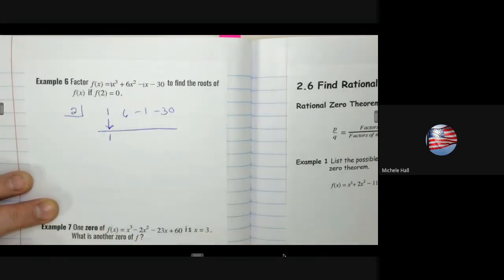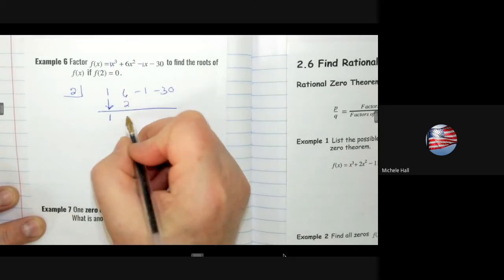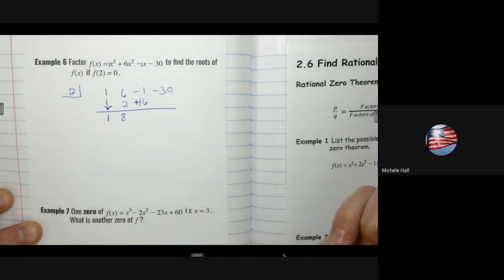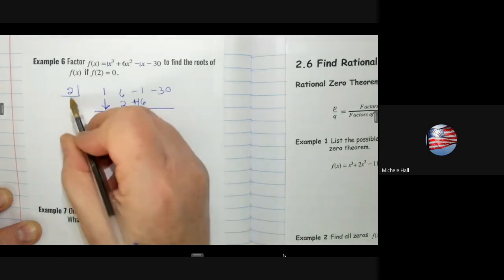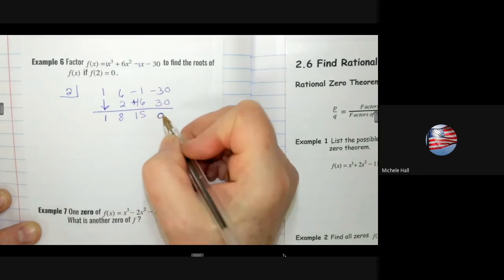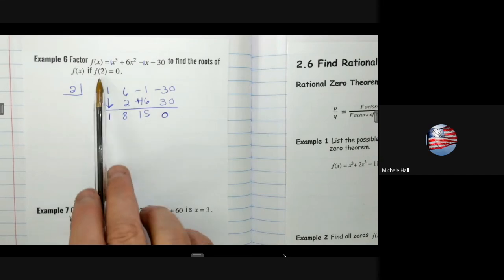Bring down the first term. 1 times 2 is 2. 6 plus 2 is 8. 8 times 2 is positive 16. 16 minus 1 is 15. And 15 times 2 is 30. Negative 30 and 30 is 0. F of 2 equals 0.